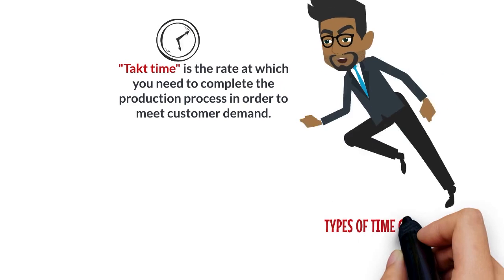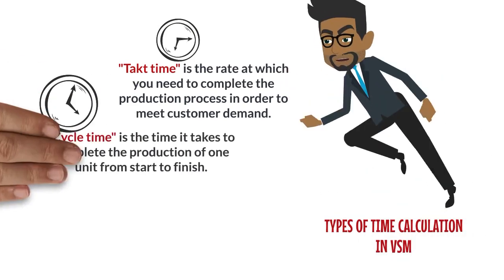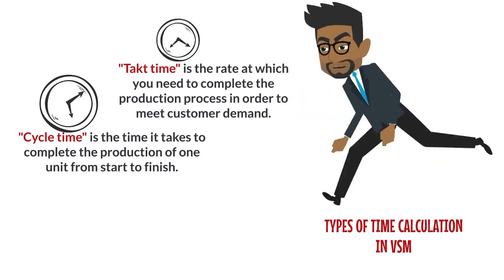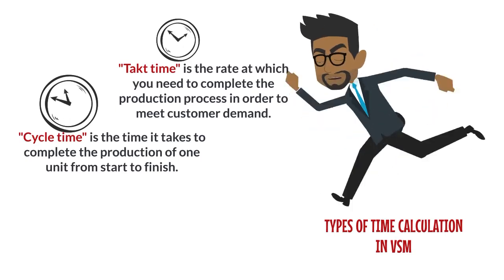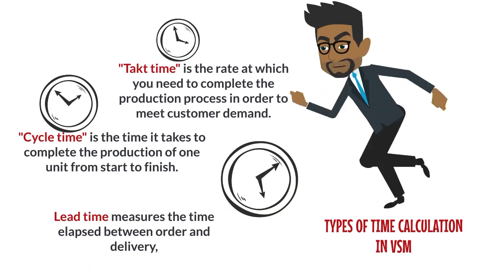Takt time is the rate at which you need to complete the production process in order to meet customer demand. Cycle time is the time it takes to complete the production of one unit from start to finish. Lead time measures the time elapsed between order and delivery.